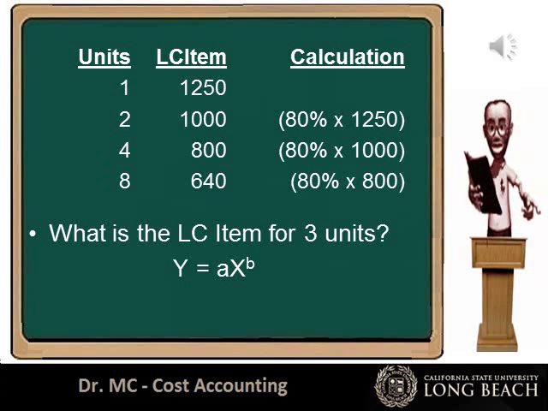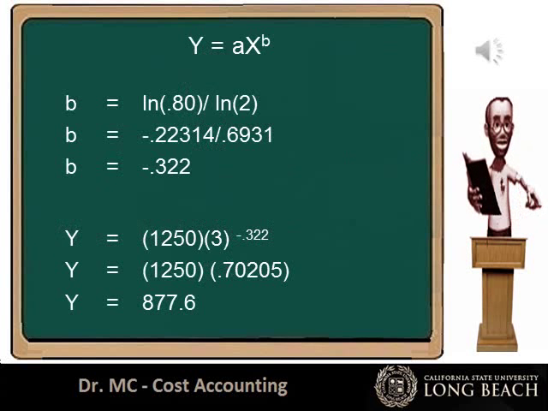In the formula specified at the top of the slide, Y represents the learning curve item that we are trying to calculate. A represents the learning curve item for 1 unit. X represents the number of units for which we are trying to determine the learning curve item. B is a formula, which is made up of the natural log of the learning curve percentage divided by the natural log of 2.